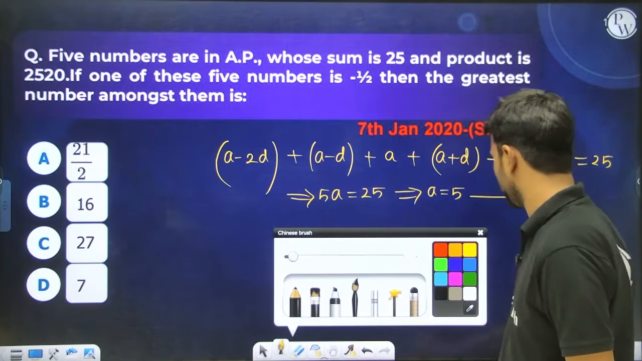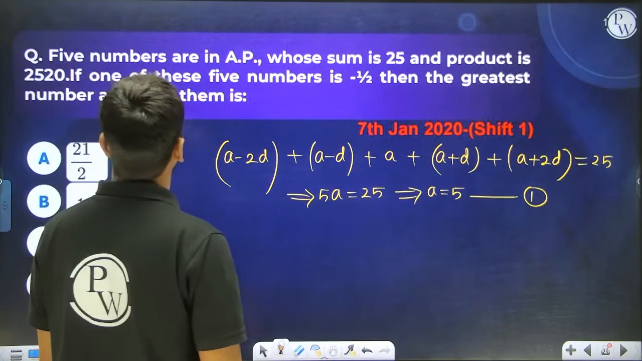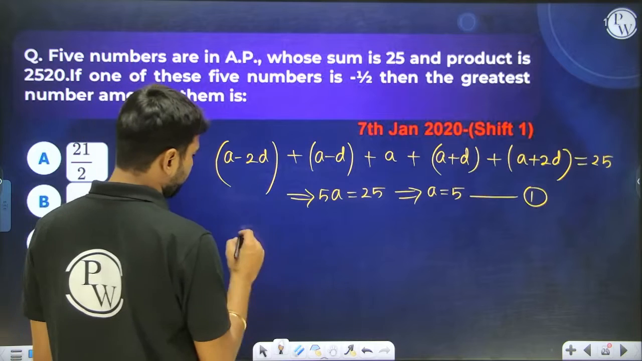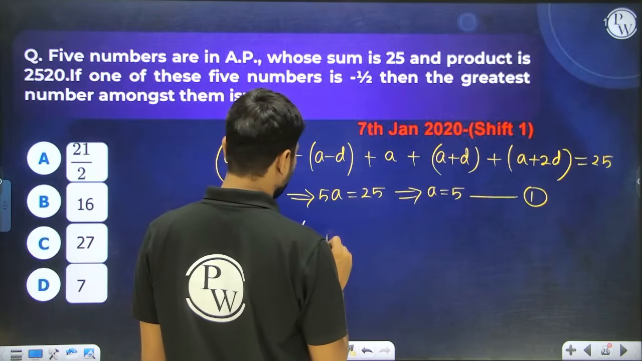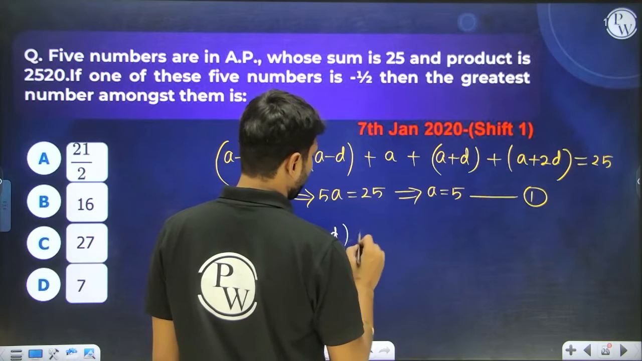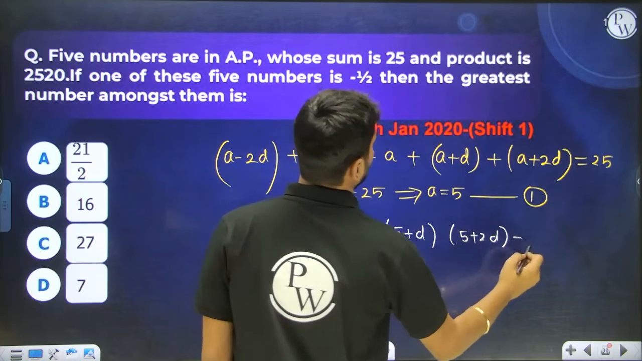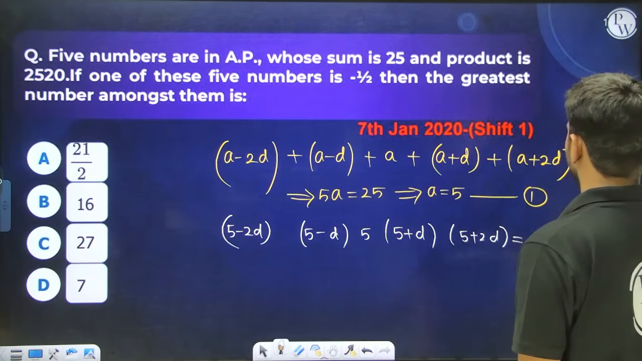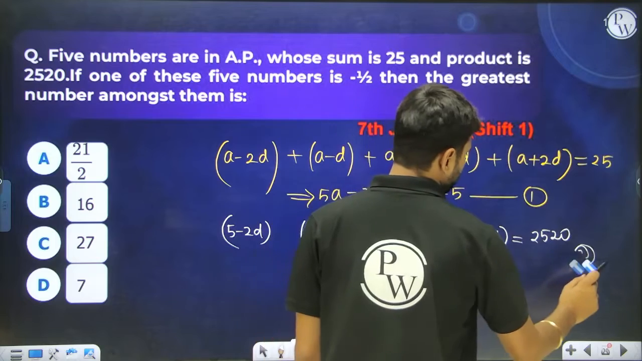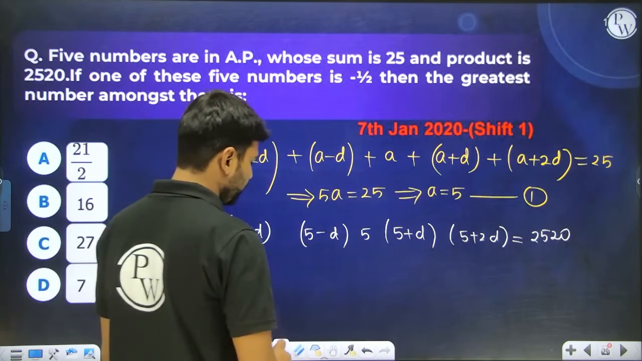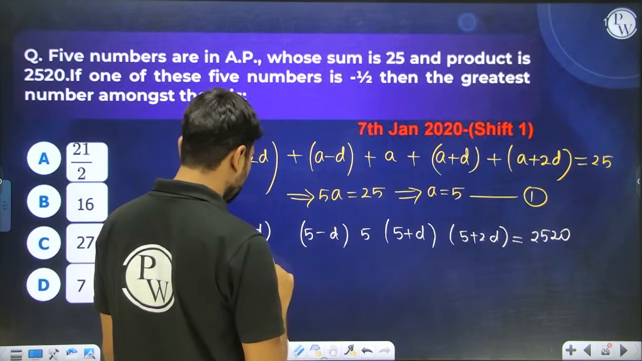Okay, calling it as 1. Okay, the next thing is, if one of these 5 numbers is minus 1 by 2, all right. So now the numbers will look something like this: 5 minus 2d, 5 minus d, 5, 5 plus d and 5 plus 2d. Okay, and the product is 2520. Okay, I said 2520, calling it as equation 2. Okay, without calling it as equation 2, let's simplify this. There are multiple ways to solve this question. I would have told you another objective trick as well, but let's see.